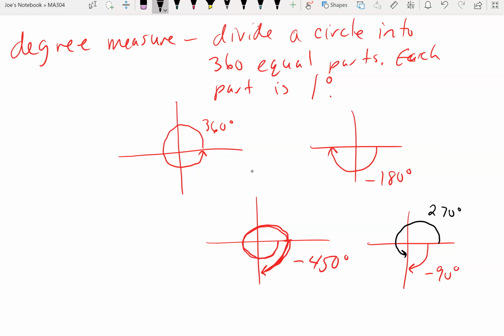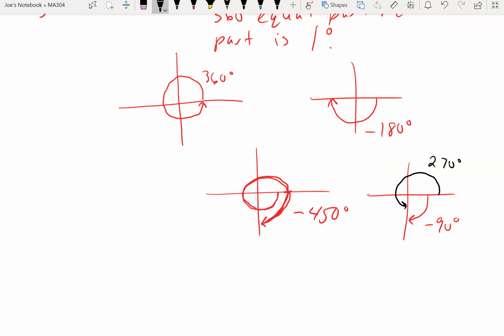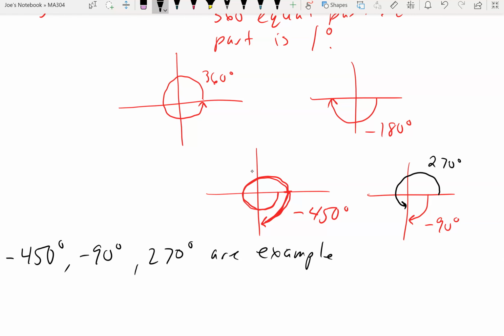Notice that all of these have the exact same terminal side. We give these a special name. We call this -450, this -90, this 270 examples of what we refer to as coterminal angles.